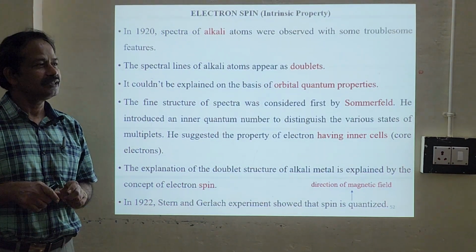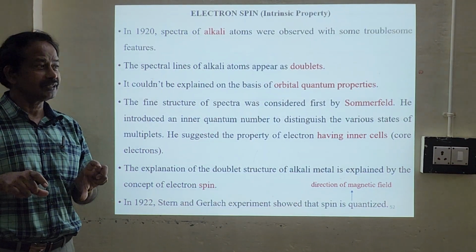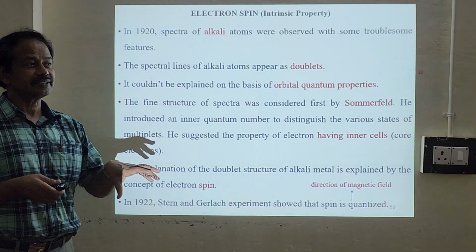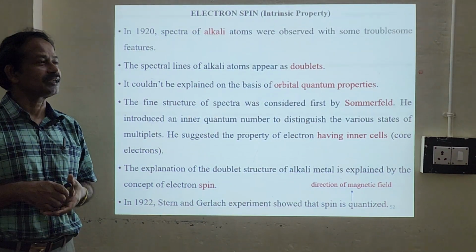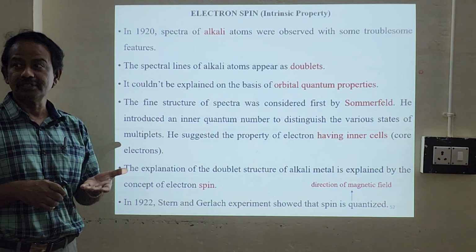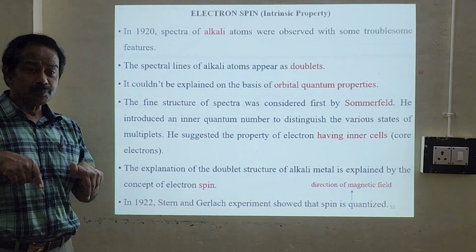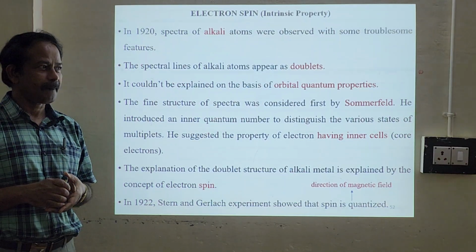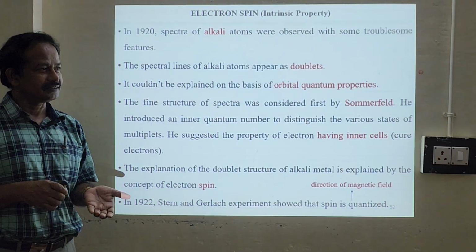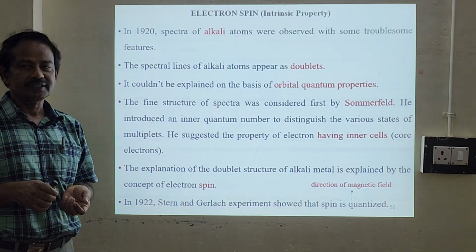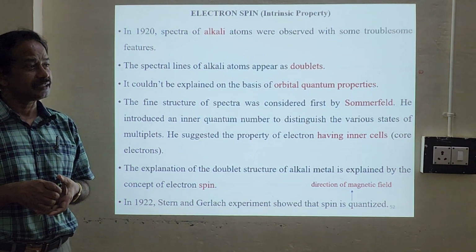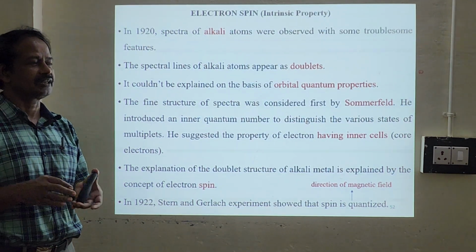Only then can we add them. Only vector quantities can be added. If L is a vector quantity, S must be a vector quantity, no other way. So J equals L plus S. Not only the magnitude, but also the components should be added, like Jx equals Lx plus Sx, Jy equals Ly plus Sy, and Jz equals Lz plus Sz. So we know already about this.